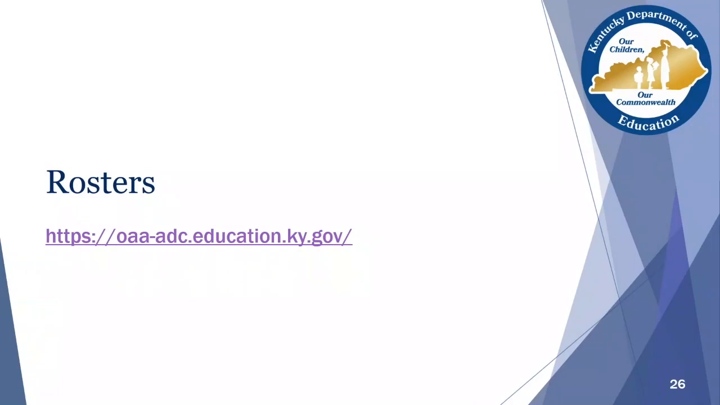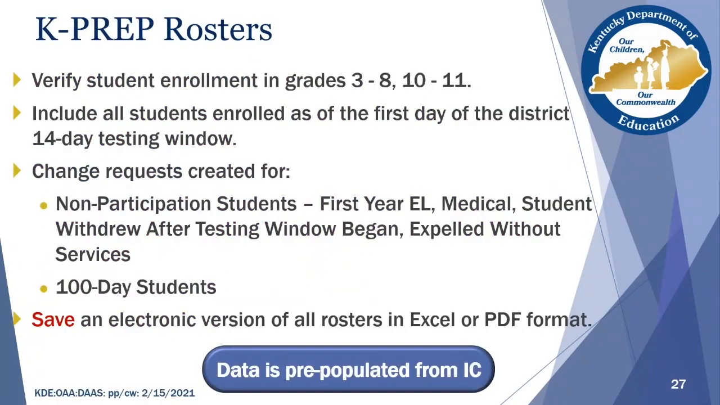On the K-Prep rosters, you will verify the student enrollment in grades 3 through 8, 10, and 11. If an alternate assessment student is on the K-Prep roster, the student should be removed from the K-Prep roster and added to the alternate K-Prep roster. Alternate assessment students should be designated in IC as alternate assessment. You can find details on how to add and/or remove students by going to the I Need Help button, our favorite big red button. Also, if a student is not enrolled in your school, you will be able to remove the student from your roster.